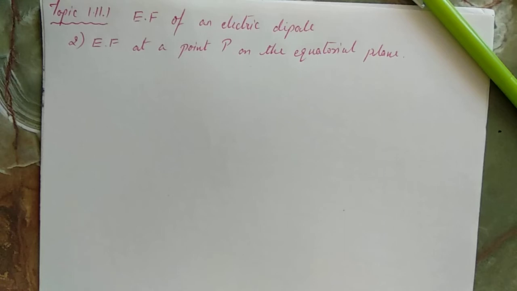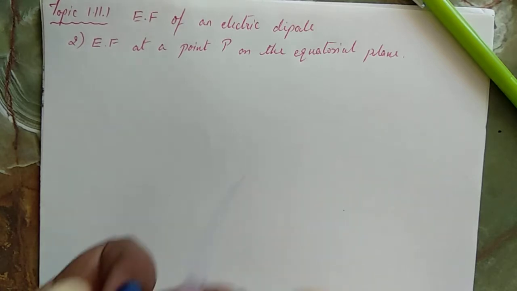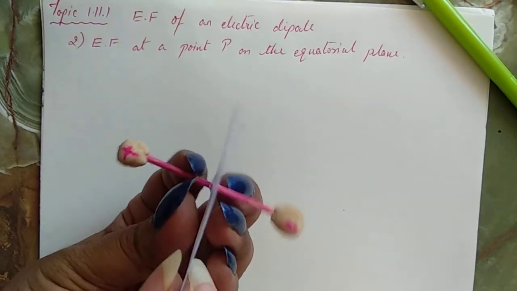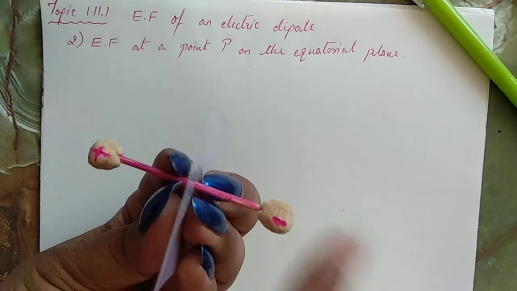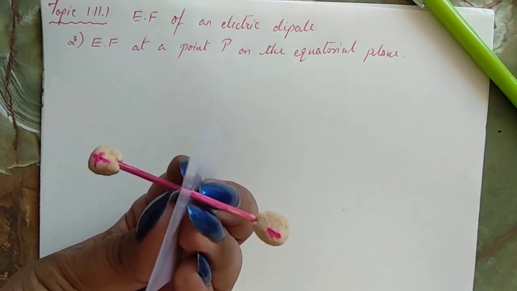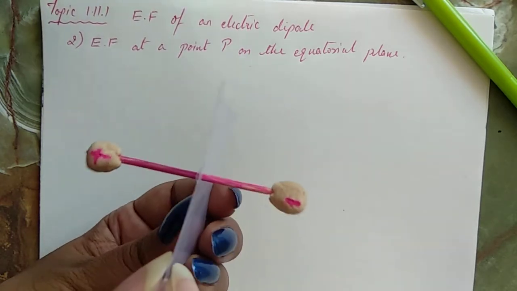Hello students, in this lecture we are going to study how to calculate electric field at a point on equatorial plane of a dipole. So first of all, let us understand what an equatorial plane is. Suppose you have a dipole like this, with the positive and the negative charge, and the pink line which you can see is the axis of the dipole.